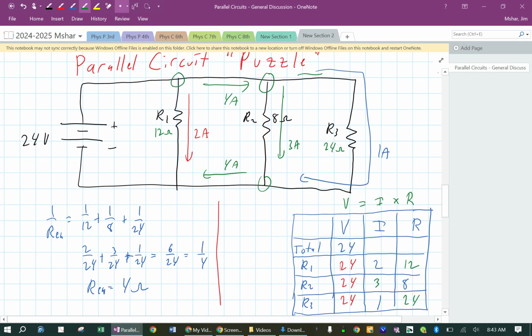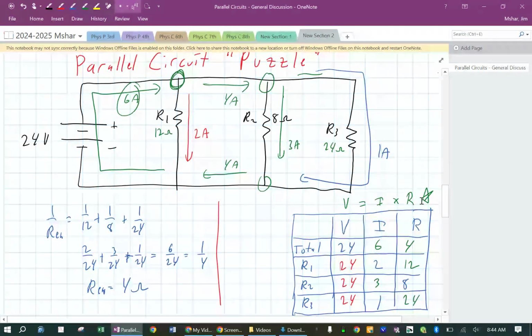And then I look at this junction and I say, oh, how many amps come out of it? Well, 2 plus 4 is 6. So that means that 6 amps have to be feeding this junction up here. So 6 equals 2 plus 4. So my total current is 6. And now to find my total resistance, I just use Ohm's law. 24 equals 6 times what? Well, that's 4.